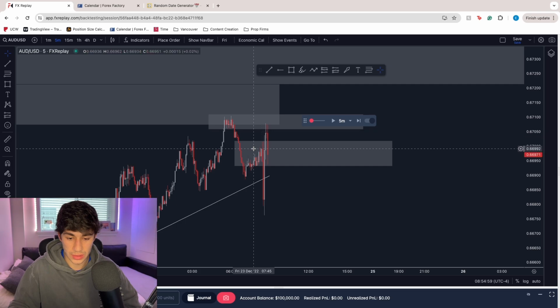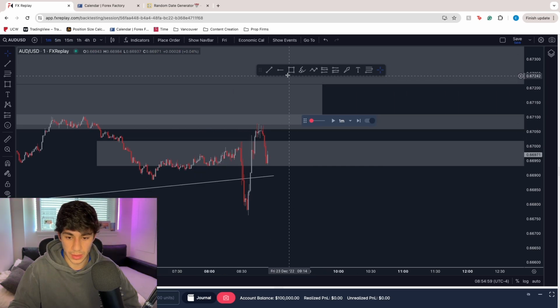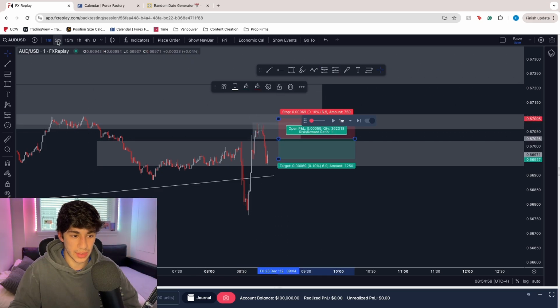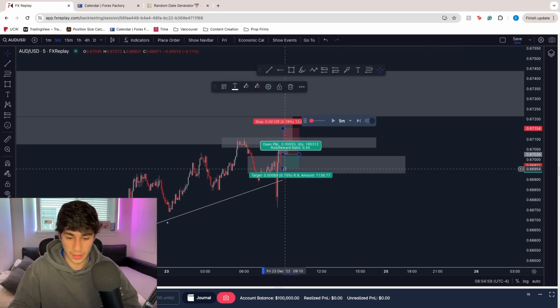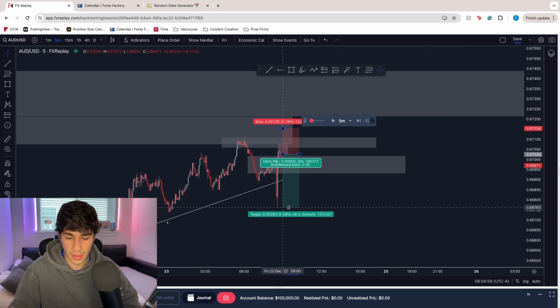Okay, so there's some rejection. It's in the 1 minute. Yeah, so I will place my entry. What time is it? 8:54. Place my entry this way. My stop loss like this, targeting this as my target.